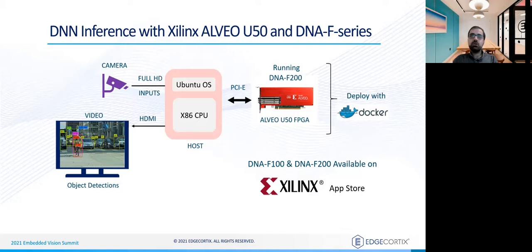The DNA F100 and F200 AI engines are available as prepackaged Docker containers and can be easily deployed on-premise edge servers with ALVEO FPGAs or on Xilinx Zynq UltraScale Plus FPGAs for embedded applications. Now let's look at 2 vision applications using this setup.